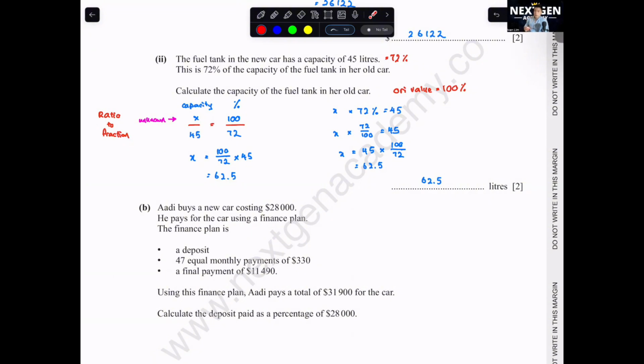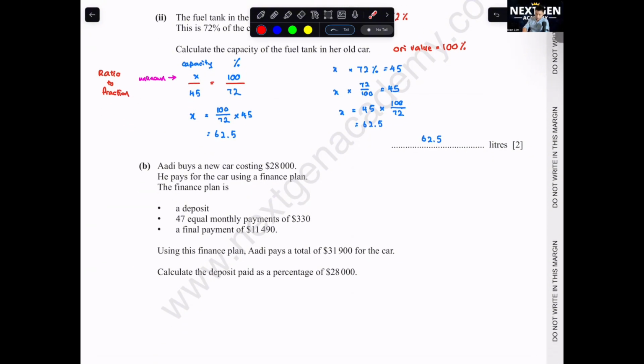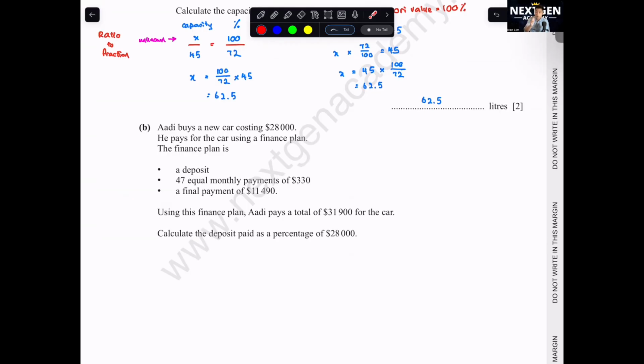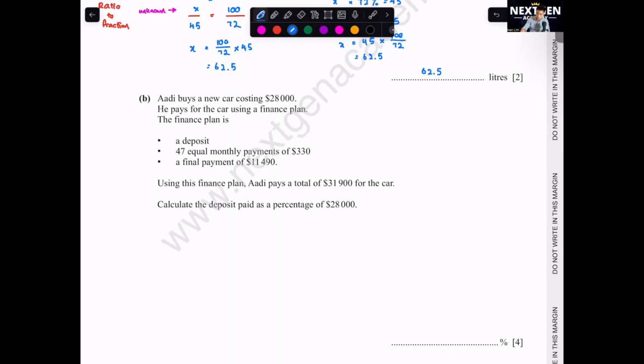Okay, what we need to calculate right now is the deposit. Deposit means your initial payment for the car. So when you buy a car or buy a house next time, you don't straight away pay the total amount. So here, what we'll do is calculate what's your deposit first.